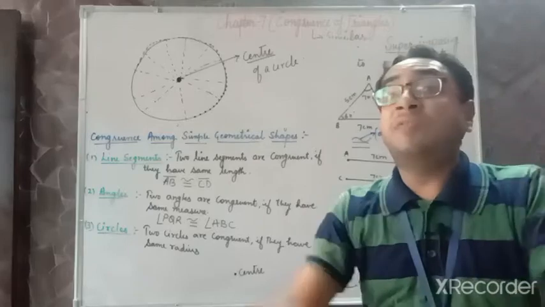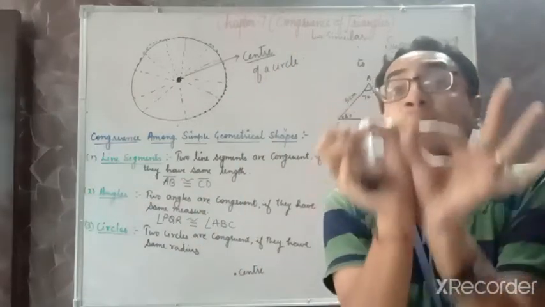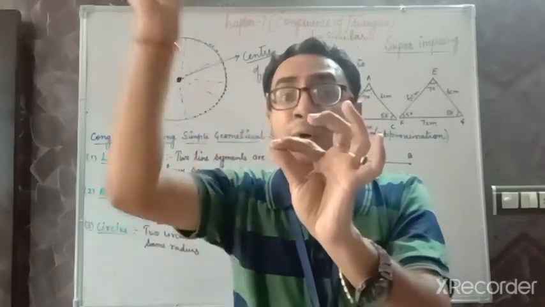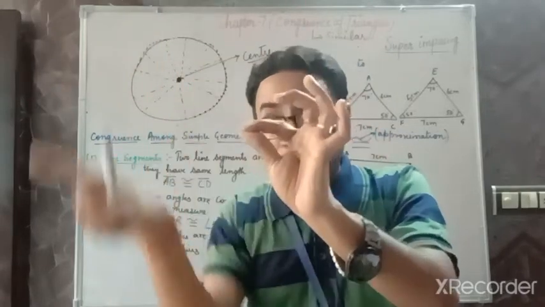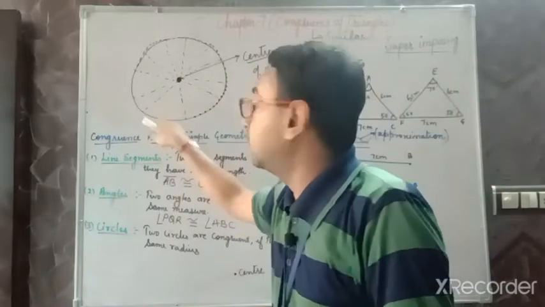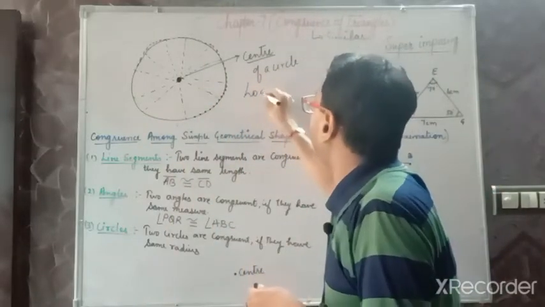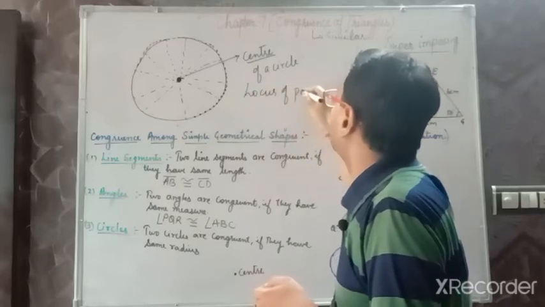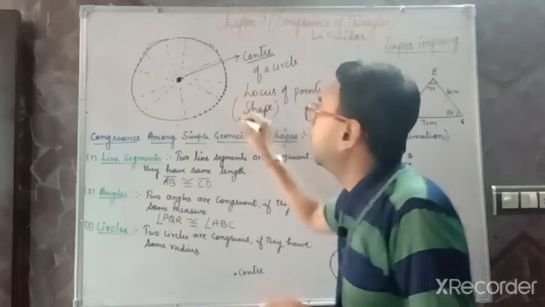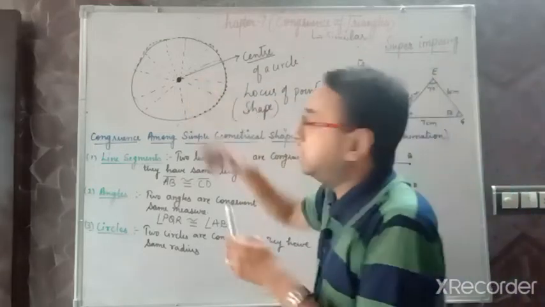The shape which we get after joining all these points which we have taken from the fixed point. Considering this fixed point, if I draw the various lengths and join the points, I will get a circle. So, the locus of points is known as a circle. Locus means shape. Clear? So, this is the center which is fixed.